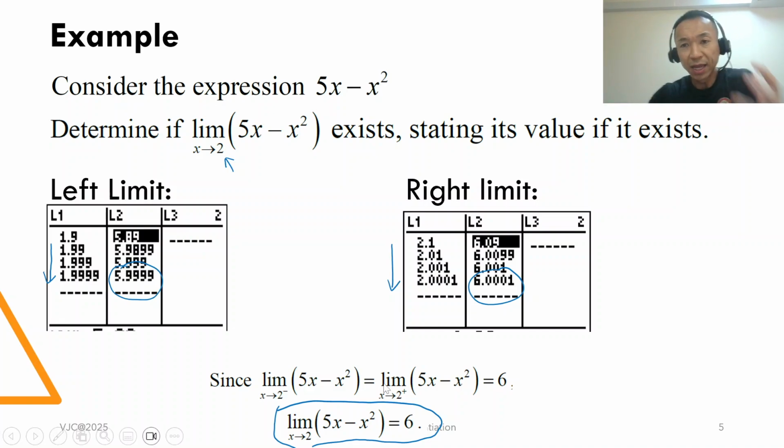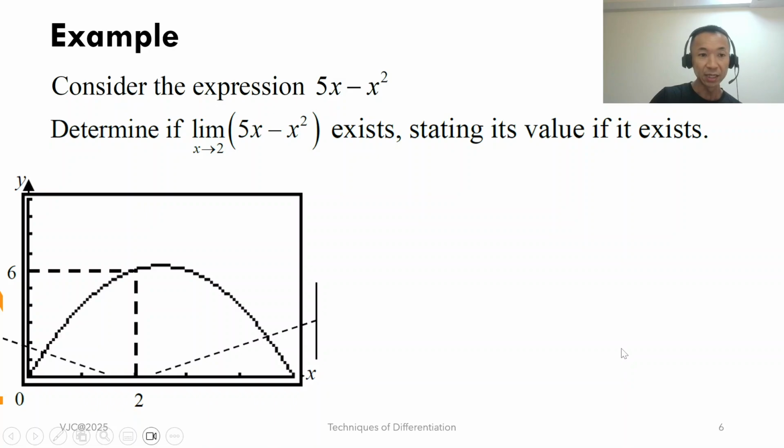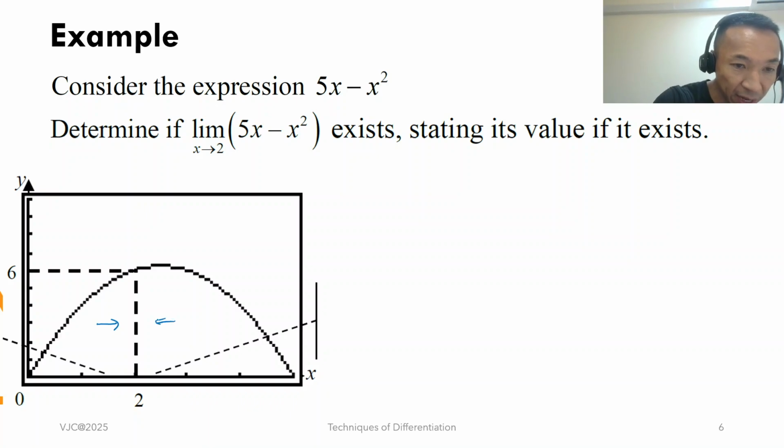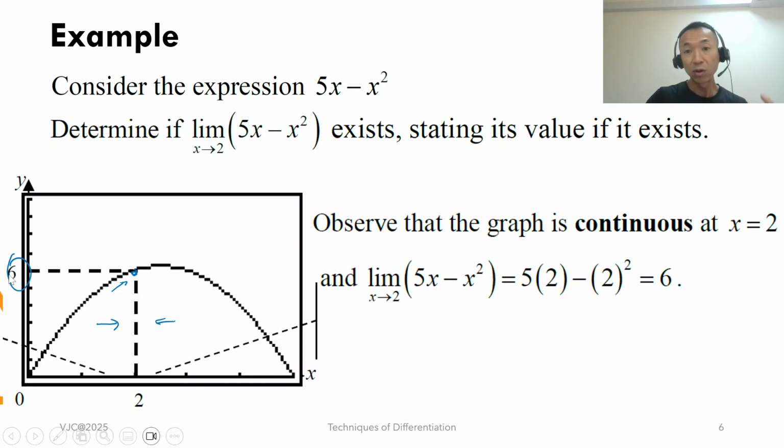Obvious enough? And I think the graph will also tell you that. If you take a look at the graph here, this is the graph of 5x minus x squared. You know it's a quadratic graph, it's a sad face, and you can see it approaches from the left and the right. That means here, it approaches the value 6. It's a continuous graph. And therefore, you can observe that the graph is continuous at x equals 2. So this limit actually is 6.